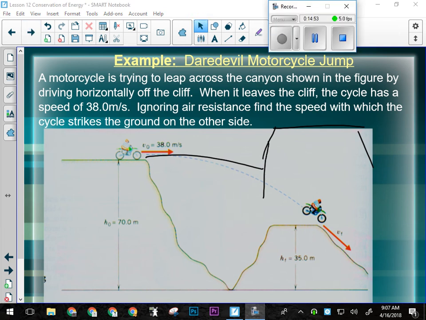All right, what we want to do here, guys, is see if we can remember how these conservation of energy problems work. I want you to see if you can calculate how fast that bike is going when it hits the other side of the canyon. He's jumping from a height of 70 meters, moving at 38 meters per second. The ground on the other side of the canyon is 35 meters. Figure out how fast he's going. I'll give you a few minutes on that one.